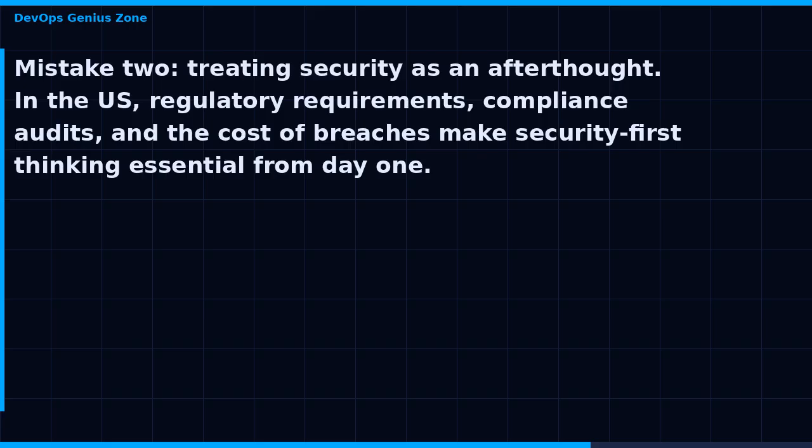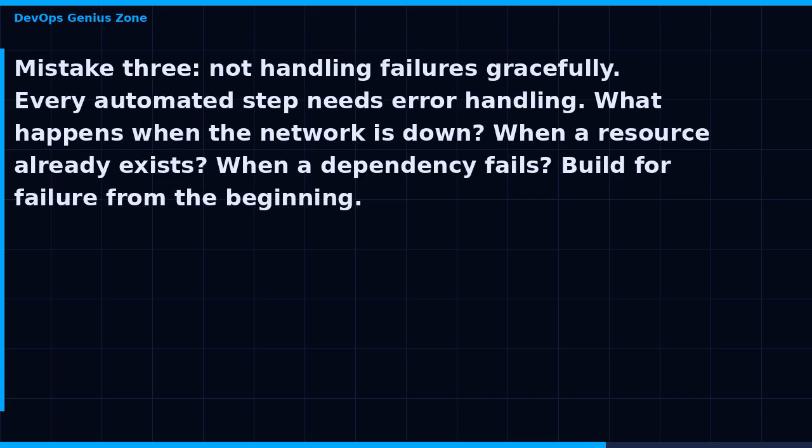Mistake 3, Not handling failures gracefully. Every automated step needs error handling. What happens when the network is down? When a resource already exists? When a dependency fails? Build for failure from the beginning.